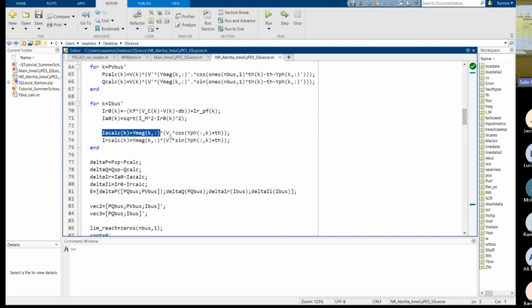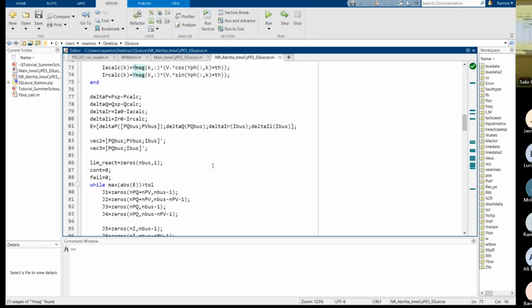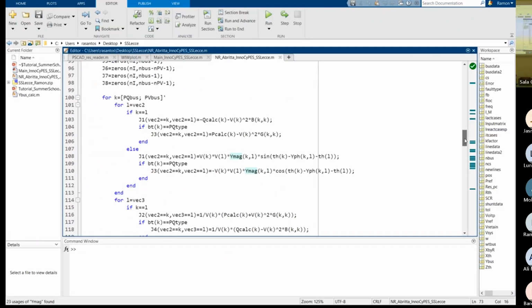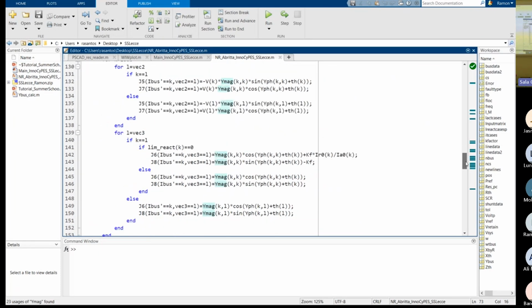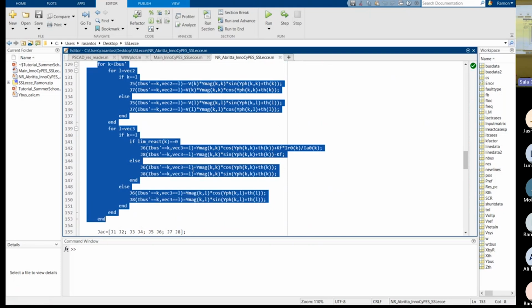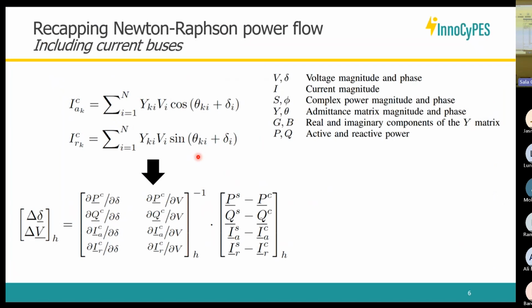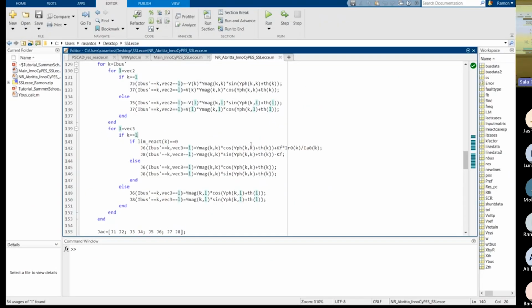Yeah, so this is for active and reactive currents. That's what we have right here. And let me just go to the derivatives. This piece of code here is calculating the derivatives for the Jacobian. The equations themselves don't matter, so no worries about that. But it's doing it exactly like this.